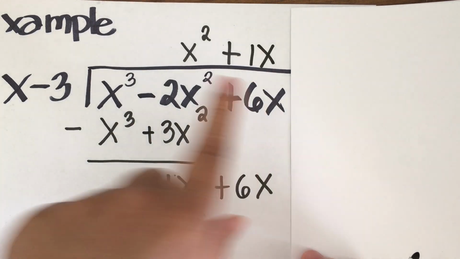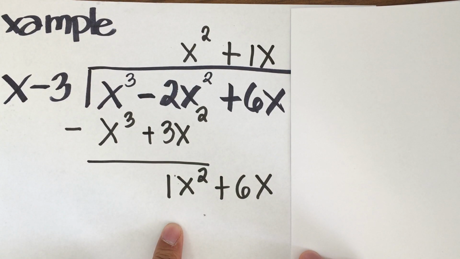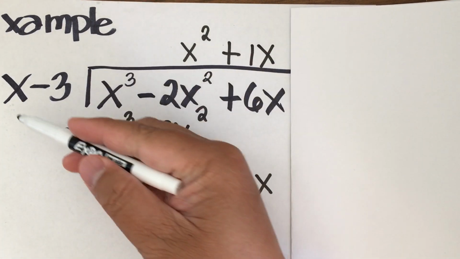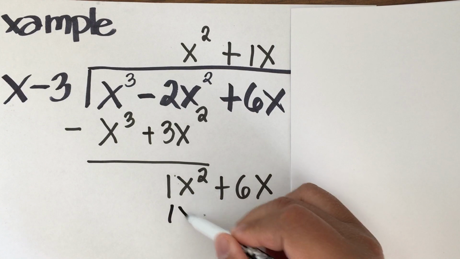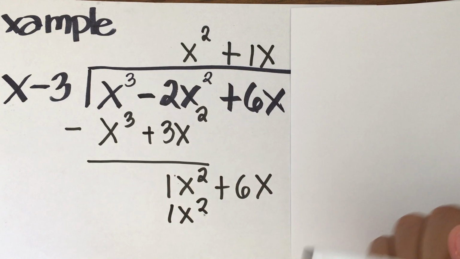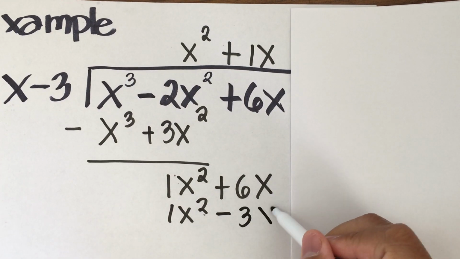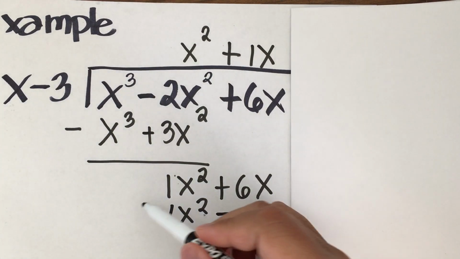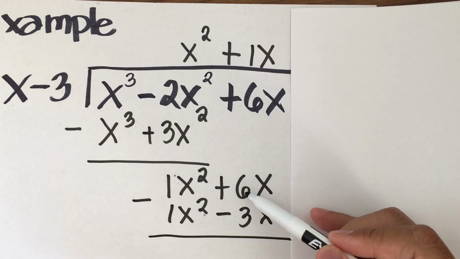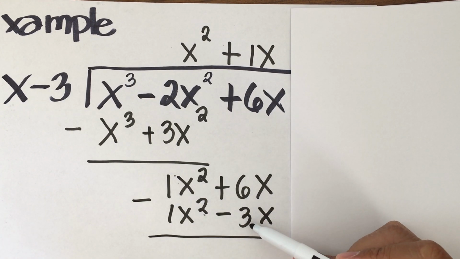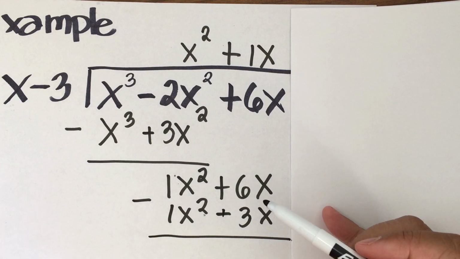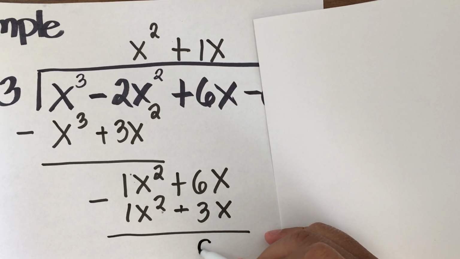Again, our goal is to get the same term at the very front of your equation. So 1x times x is 1x squared. 1x times negative 3 is negative 3x. And then we subtract. Obviously this will be gone. 6 minus negative 3: again, we have two negatives, so that means you're adding. 6 plus 3 is 9. So you have 9x.